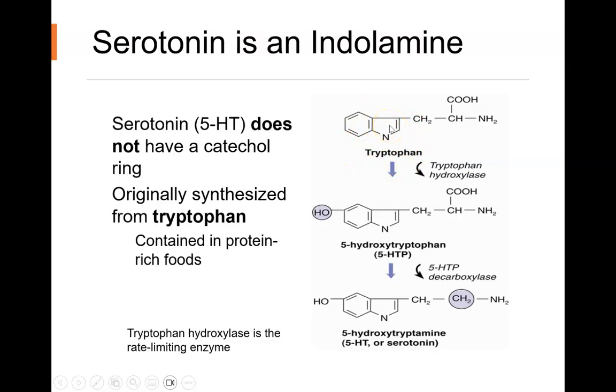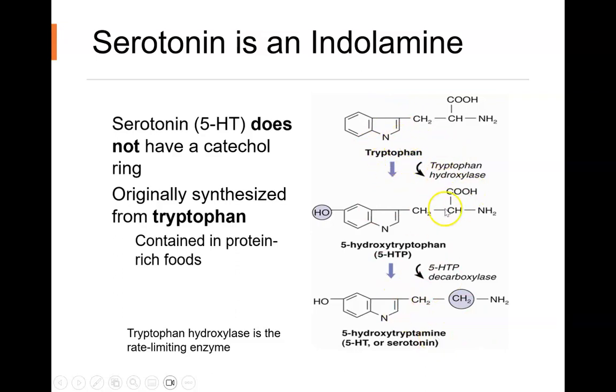So tryptophan, again, is going to be largely from our diet, as is phenylalanine and tyrosine for our catecholamines. Tryptophan is contained in protein-rich foods. As a fun fact, you do need to also have carbohydrates in your diet to basically create this synthesis from tryptophan all the way to serotonin.